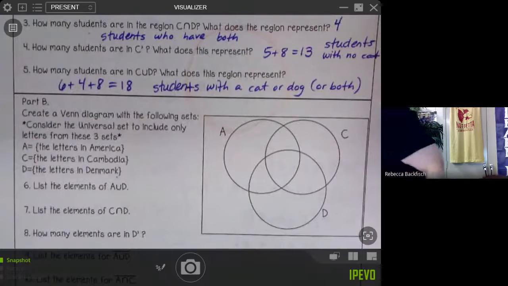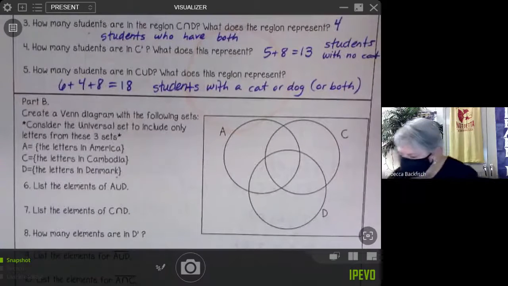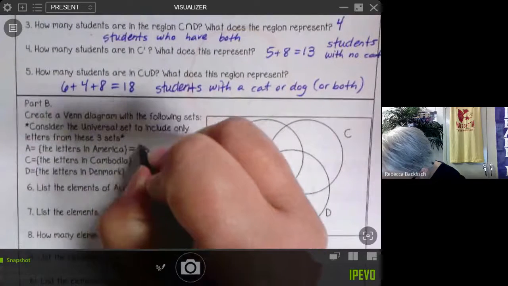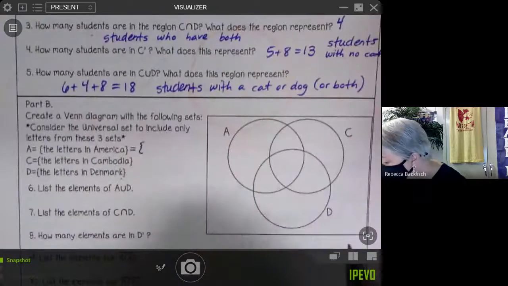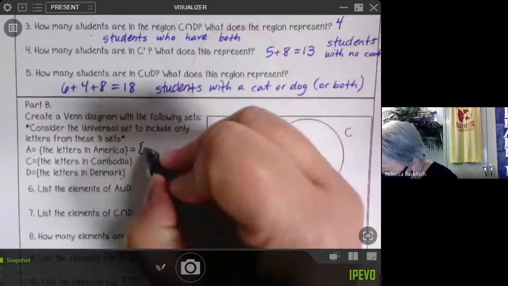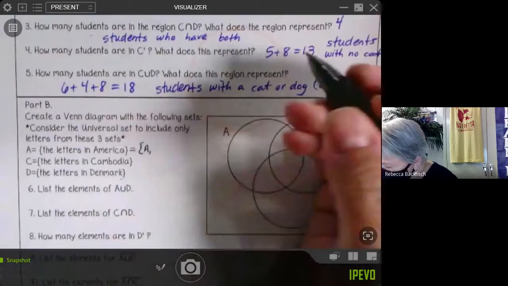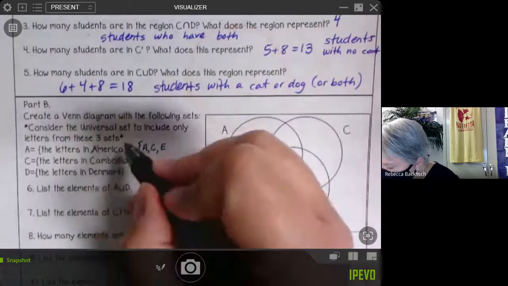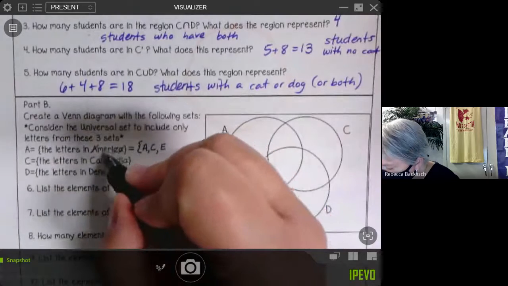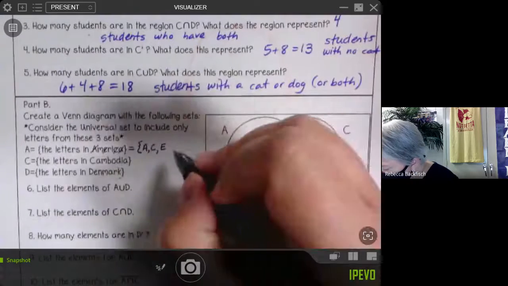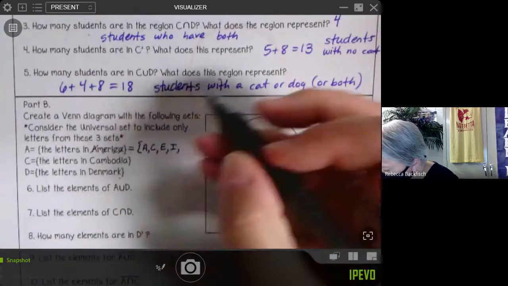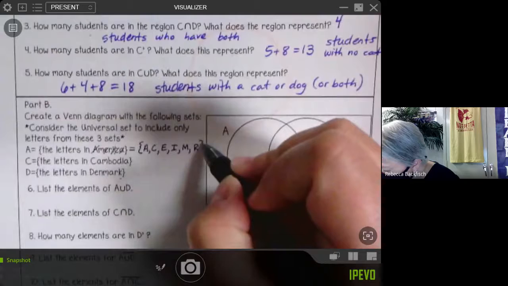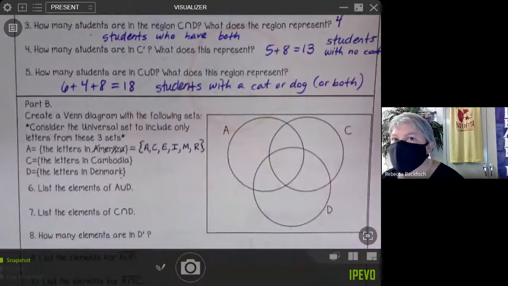I think to make this easier, I'm going to list the letters in alphabetical order. So in other words, letters in the word America. There's an A, there's a C, there's an E, there's an I, there's an M, and there's an R. So that's the first set, the letters in the word America.